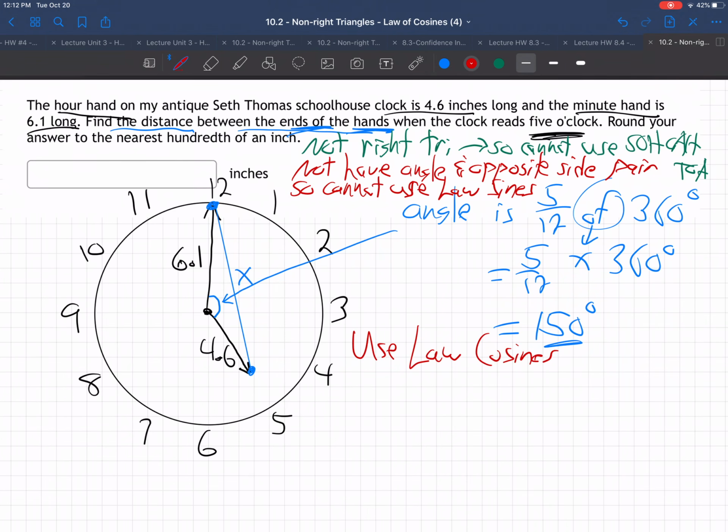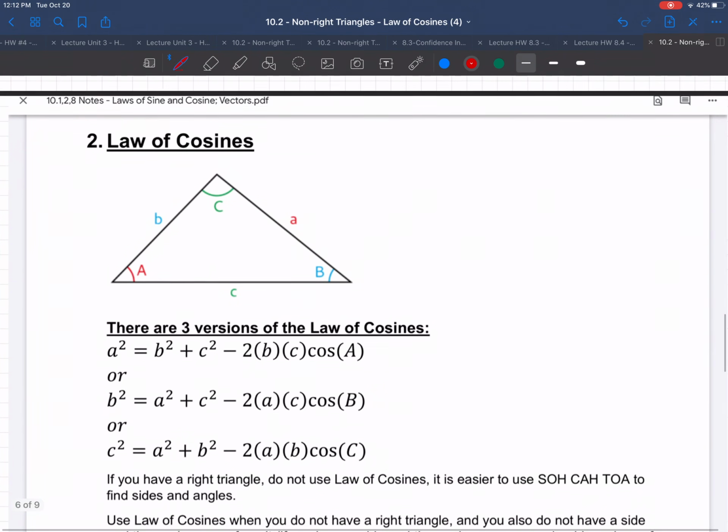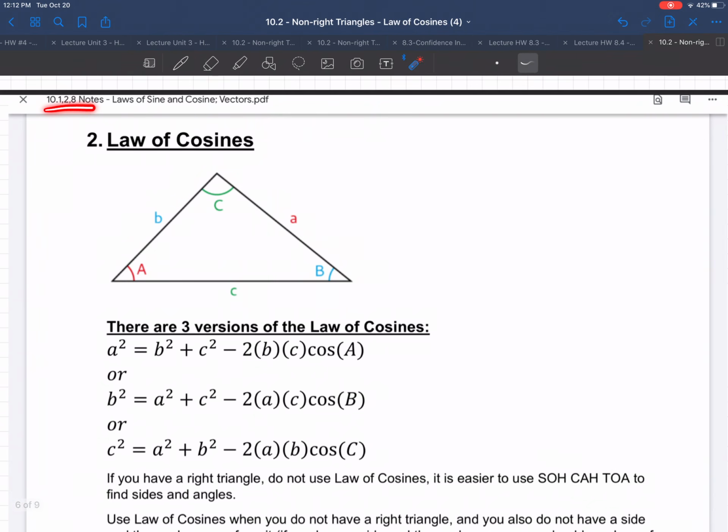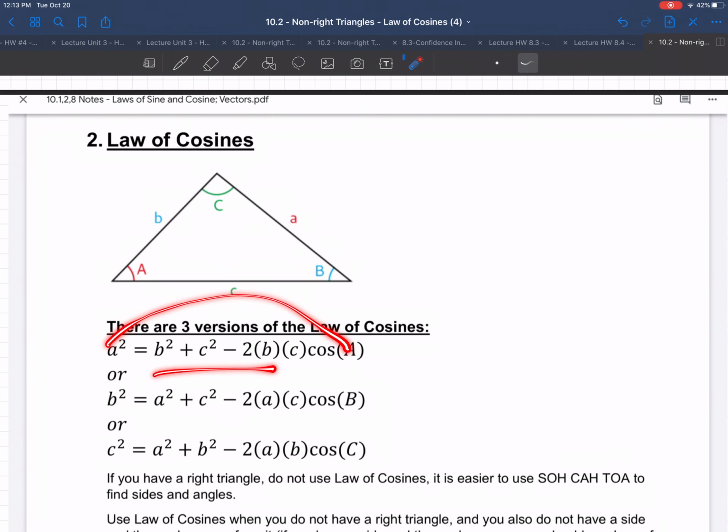So how do we use law of cosines? Well, you remember the law of cosines from the exam 2 notes, the 10.1, 2, and 8 notes. There's three versions. Remember, side A is across from angle A, side B is across from angle B, and C is across from C, with the other two letters in between. So they're basically saying use any side you want, the opposite angle, and the other two sides between.